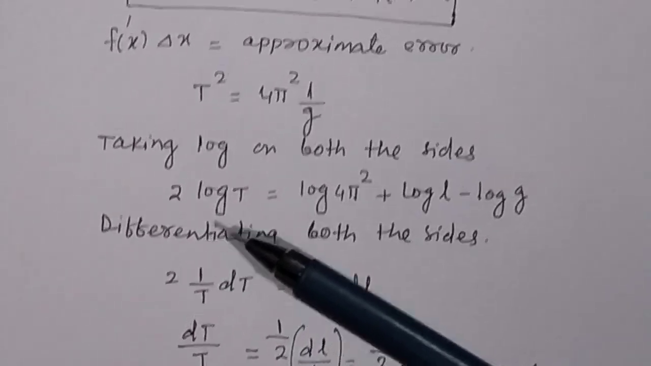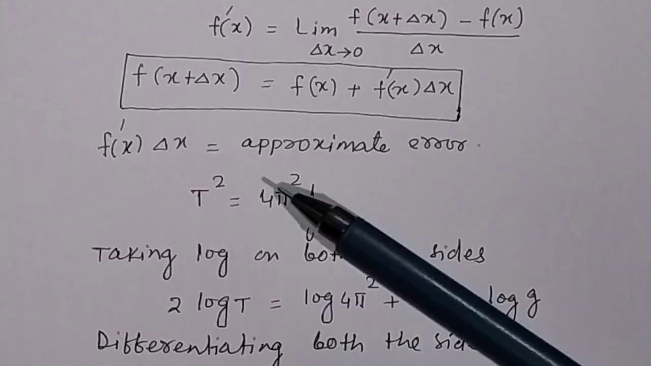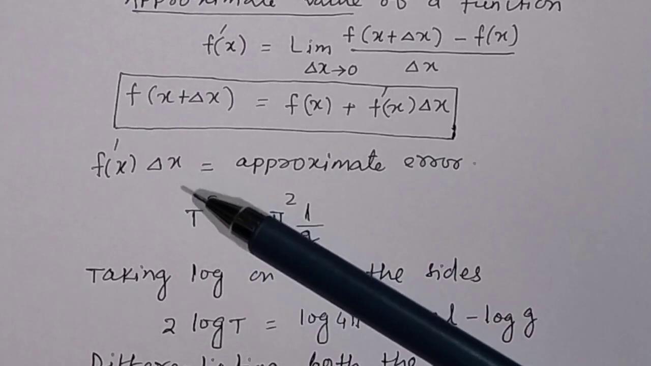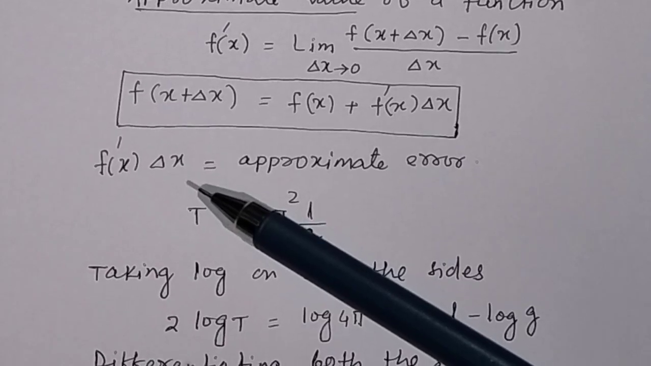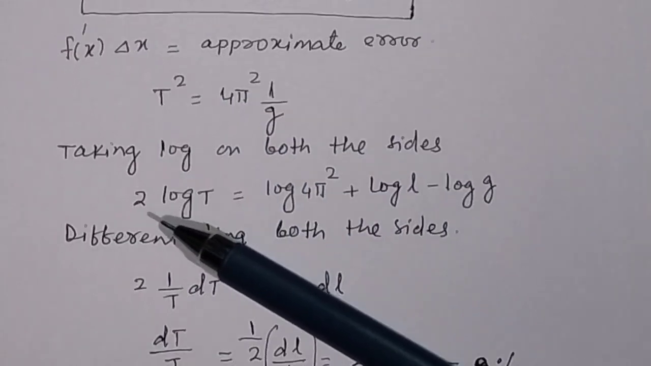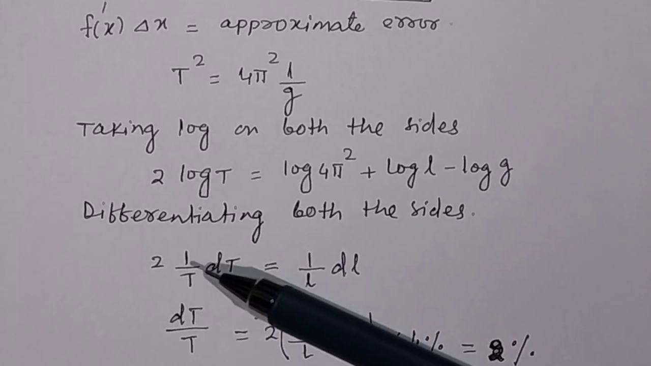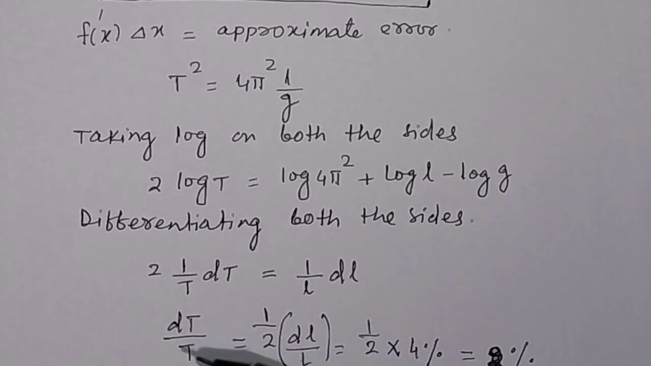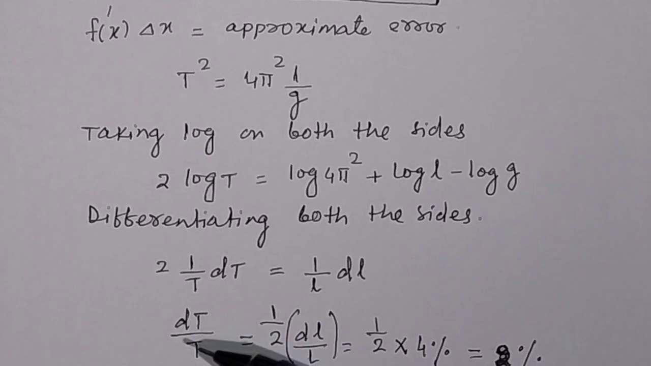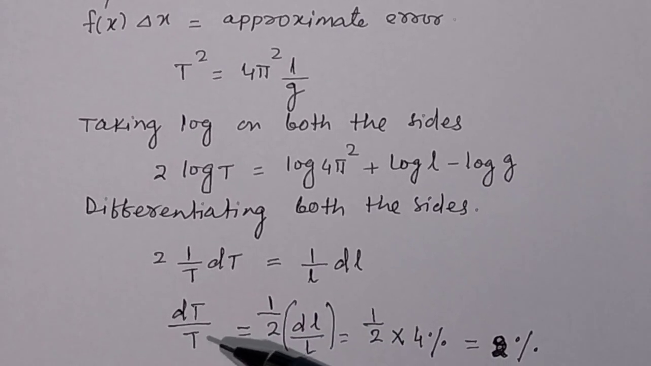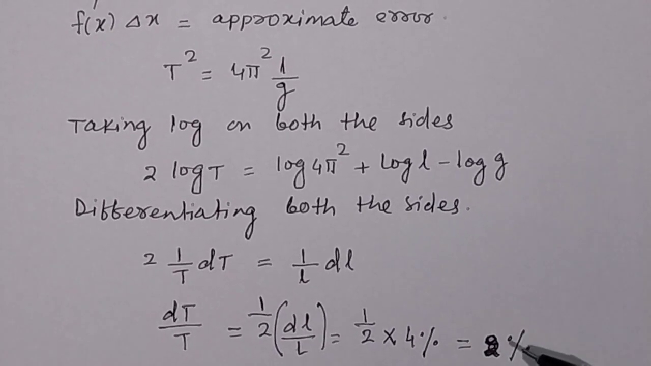You see here the error, to find out the approximate error, you have to find out the derivative of the function multiplied by dx or delta x. So here also the derivative of the function multiplied by delta x. The derivative I have found out is 1 by t multiplied by dt. So this will give you the approximate error of the time period, which is equal to 2%.